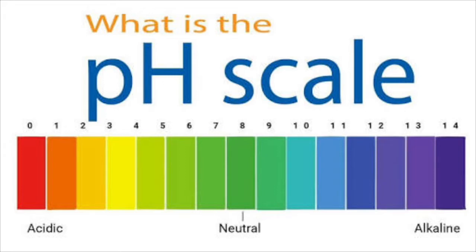A solution with a lower pH has a higher concentration of hydrogen ions. The higher the pH, the more alkaline the solution is. A higher pH means a higher concentration of hydroxide ions.